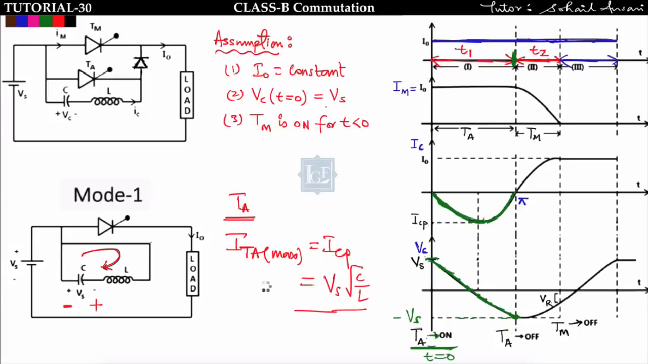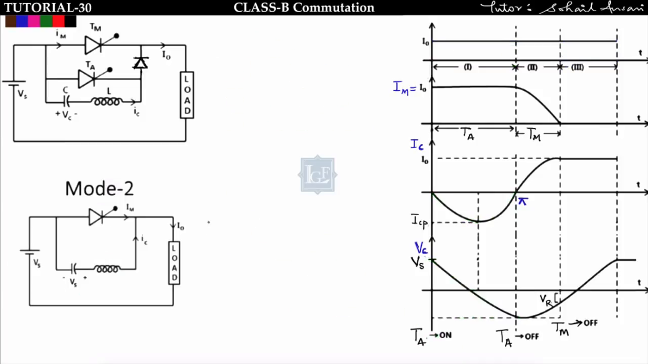This point you have to remember. In mode 1, the maximum current flowing in the auxiliary thyristor will be ICP, that is equal to Vs under root C by L. Okay. Now see mode 2. See here, at the end of mode 1, what is the current flowing in the capacitor? Mode 1 starts from 0 to pi. So at the end of mode 1, the current flowing across the capacitor will be 0.